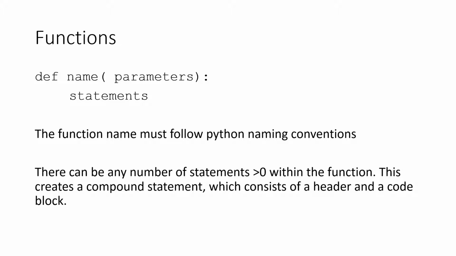There can be any number of statements greater than 0 within a function. This can create a compound statement which consists of a header and a code block. The header, in this case, is the function definition, and the code block is the statements that are contained within it.